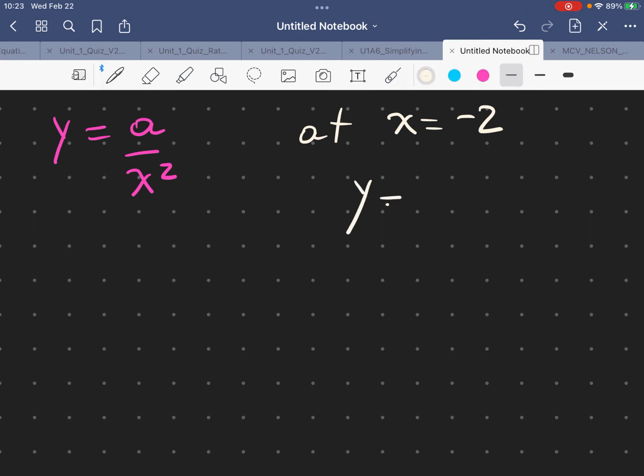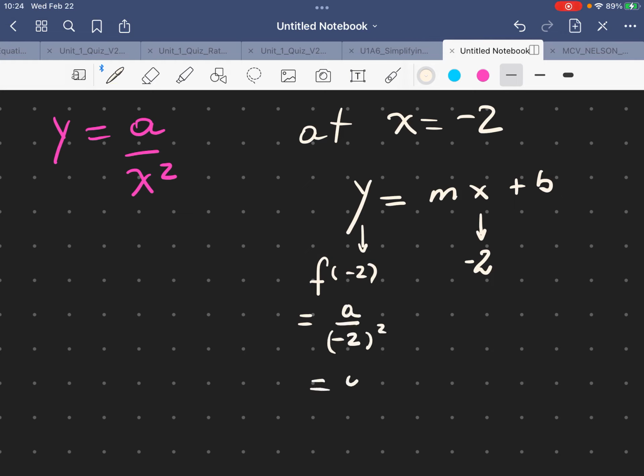The equation would be something in the form y = mx + b, in slope-intercept form. What we do know about this tangent line is that the x value would be equal to -2, and the y value will be the value of the function at -2, which makes the y value equal to a divided by (-2)², or a/4.